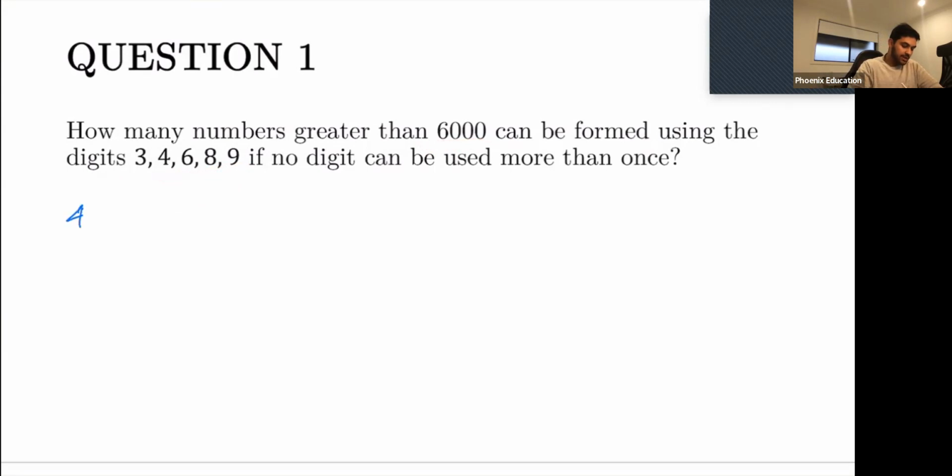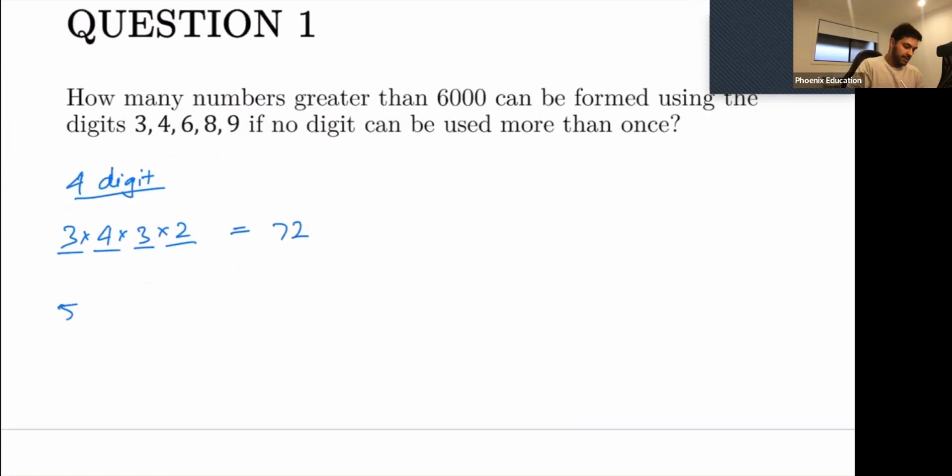We'll start off with a 4-digit number. For the first digit, if we wanted the number to be bigger than 6,000, we needed to start with either 6, 8, or 9. Because if we start with 4, it would be in the 4,000s, so obviously it won't be bigger than 6,000. So we have 3 options. I don't know why I changed that to 2. We have 3 options for the first digit, 6, 8, or 9. After we've used one of those digits, we're left with 4 options for the next, and then 3 for the next digit, and then 2 for the one after that. So this gives us 72 possible numbers.